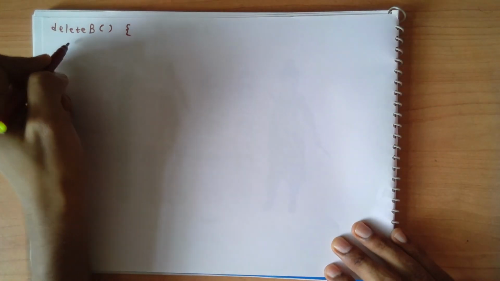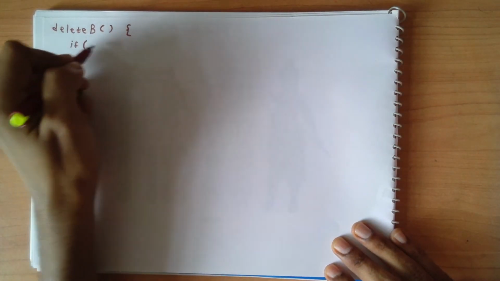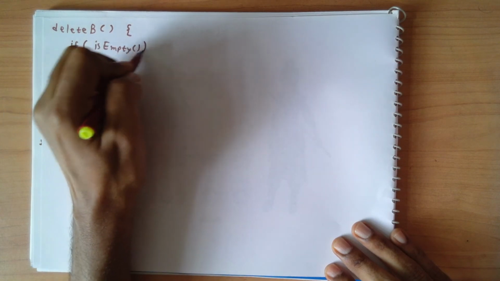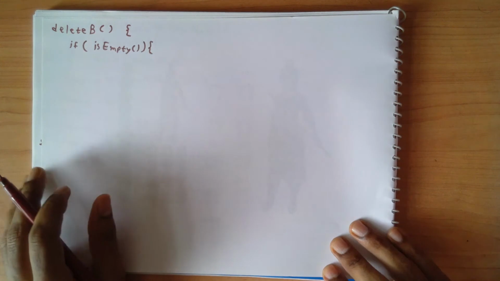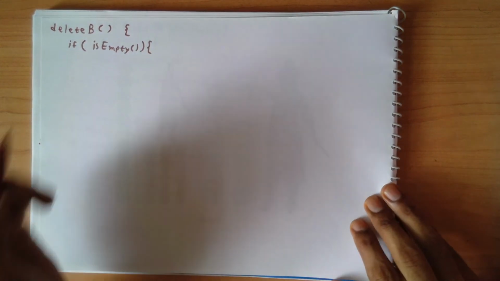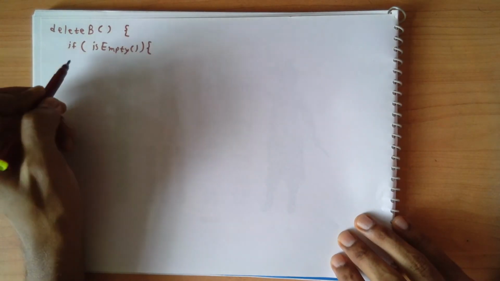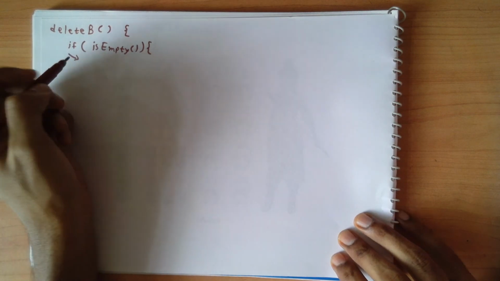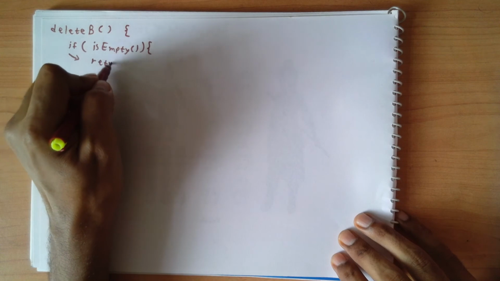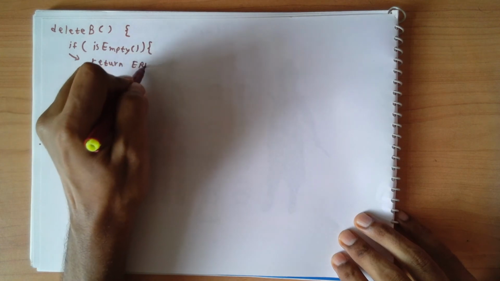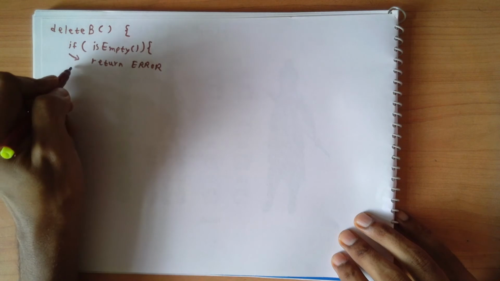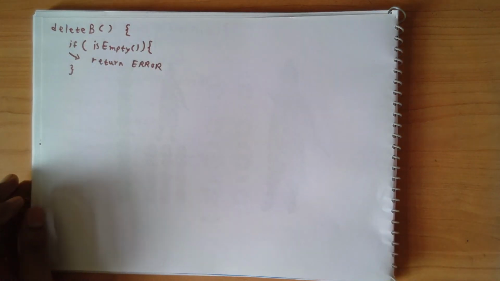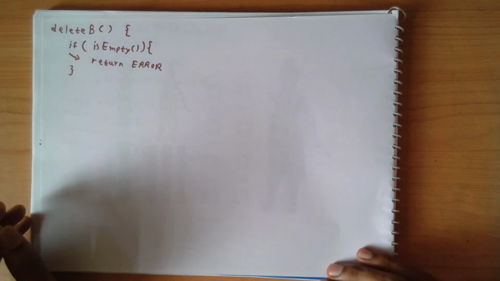I have to check if my list is empty. If it's empty, there is nothing to delete from my list. In that case, I will return an error message saying that I could not delete anything. There could be any error reporting mechanism specific to a programming language. We won't go into that part right now. If there is nothing to delete, we'll say that it is empty.